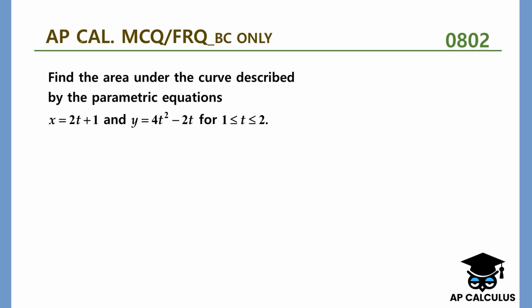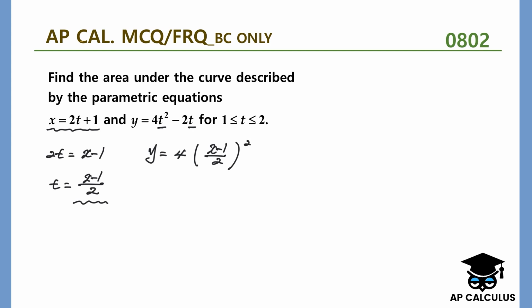Okay, in order to find the area under the curve, we have to find the equation for y in terms of x, right? So here we have x is equal to 2t plus 1, then 2t is equal to x minus 1, t is equal to x minus 1 over 2. So substitute this expression for t right here.